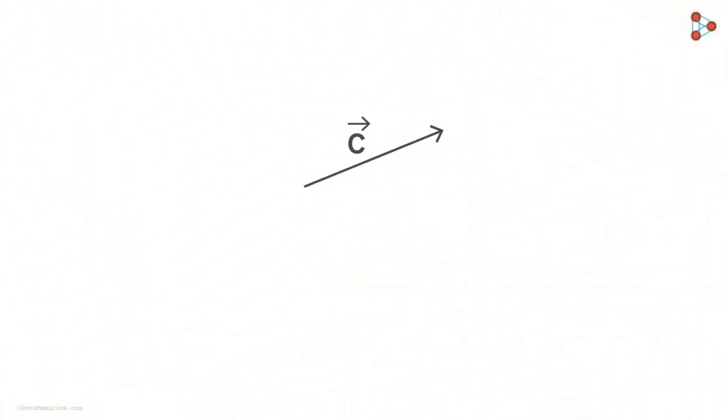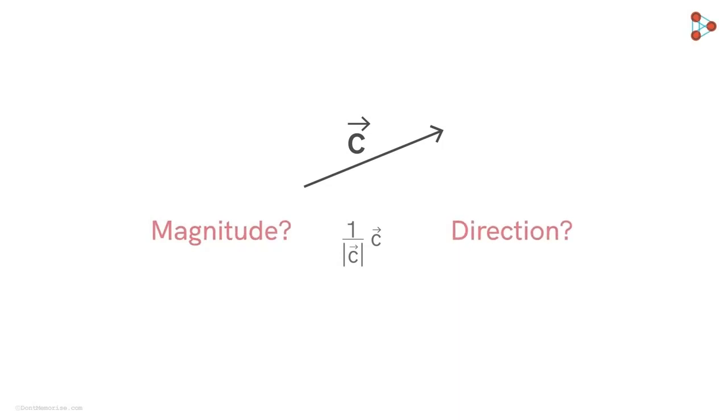These are called unit vectors. Consider a vector C represented by this arrow. Now let me ask you a question. What if we multiply this vector by this number 1 over magnitude of vector C? Can you tell me what would be the magnitude and direction of this vector?